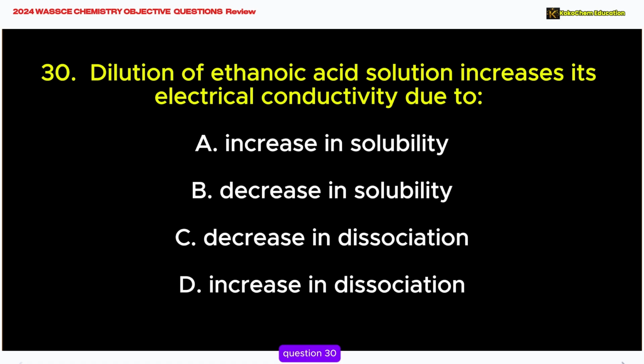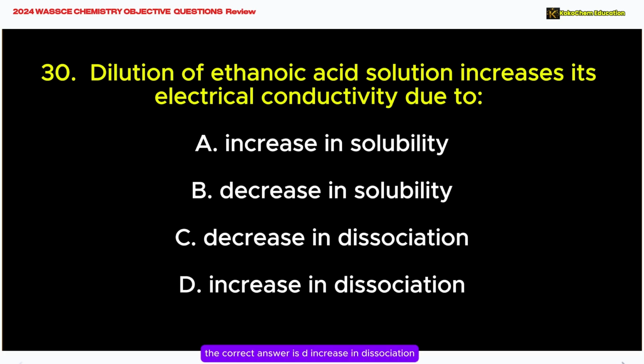Question 30. Dilution of ethanoic acid solution increases its electrical conductivity due to A. Increase in solubility. B. Decrease in solubility. C. Decrease in dissociation. D. Increase in dissociation.